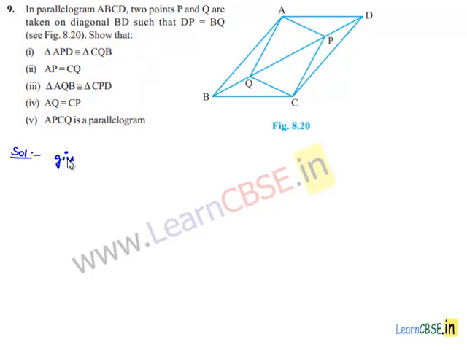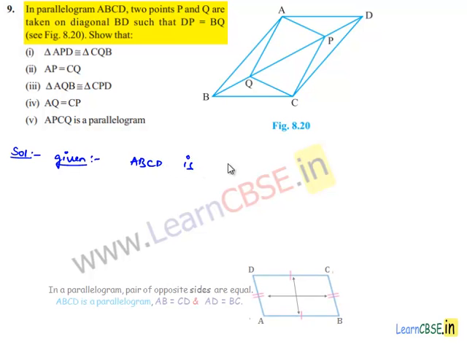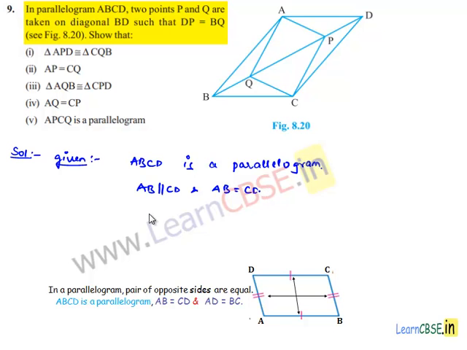Let us note down the given information, that is ABCD is a parallelogram. Let us note down the properties of the parallelogram, that is AB will be parallel to CD, and also AB will be equal to CD, and AD will be parallel to BC, and AD will be also equal to BC.